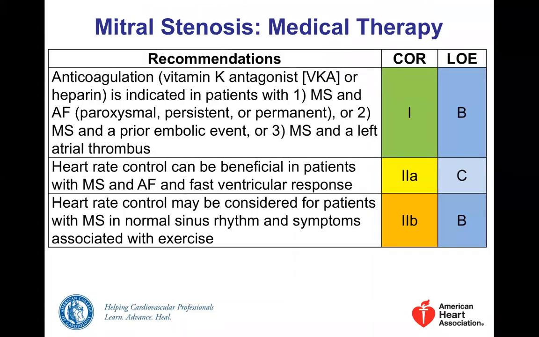This is class 1. For the medical therapy in patients with mitral stenosis, it's a class 1 to use anticoagulation, vitamin K antagonist, or heparin. It's indicated in patients with mitral stenosis and AF, whether paroxysmal, persistent, or permanent, or patients with MS and prior embolic event, or MS and a left atrial thrombus. Heart rate control medication can be beneficial in patients with MS and AF and fast ventricular response, which is class 2A. Heart rate control may be considered for patients with MS in normal sinus rhythm and symptoms associated with exercise. This is class 2B.